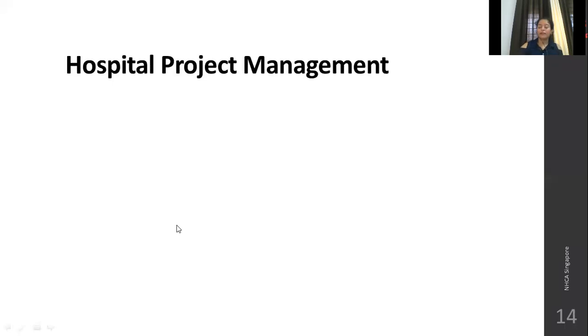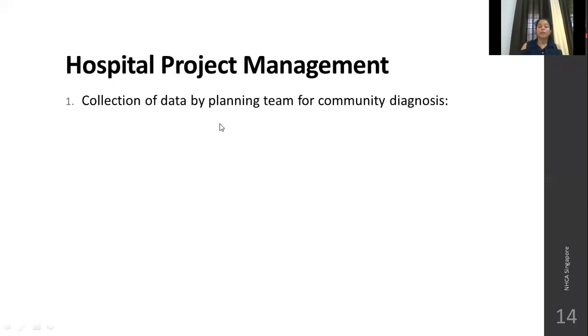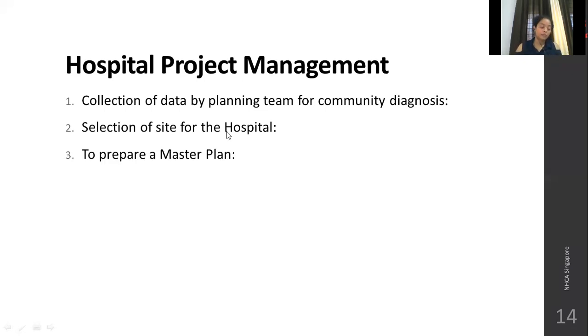Hospital project management, collection of data by planning team for community diagnosis. First, you collect all the data which we have discussed earlier in the community diagnosis, that is morbidity data, mortality rate data, institution data, etc. Then selection of the site of hospital, you will select the site where you want to construct the hospital. Then prepare a master plan on how the construction should be. It should be east facing, north facing, whatever is the direction you want to place your hospital in.